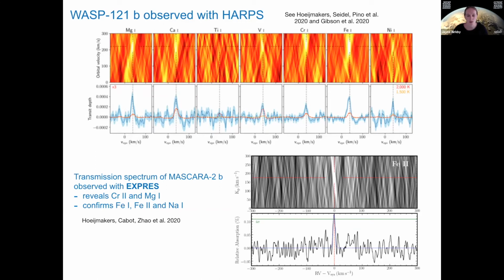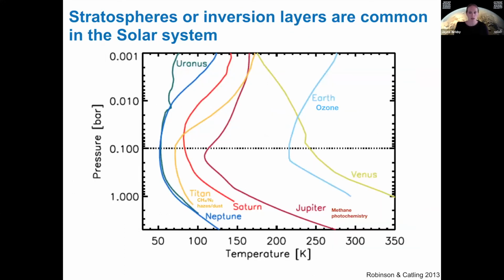In even some of the newest machines, I was very happy to see ESPRESSO has managed to do this work as well, looking at MASCARA-2b, again finding iron and some other species. So it's really exciting that all these machines can do this work. And not only can we see composition, but it also tells us about the structure of the atmosphere, especially when we're looking at dayside data.